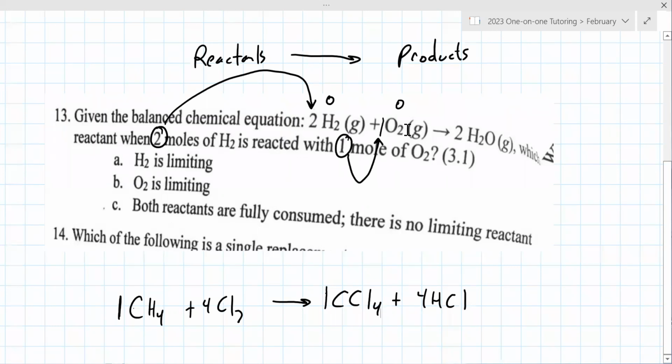It's like an obvious question if you understand the ratios, but I can see where you would maybe go sideways, because if you're confused about grams or charges, it has nothing to do with grams or charges. So on the right, is it 2 moles of H2 and 2 moles of O2? No. Or is it 1 mole of O2? It's 2 moles of H2O, 2 moles of water. Fully consumed. No limiting reactant.